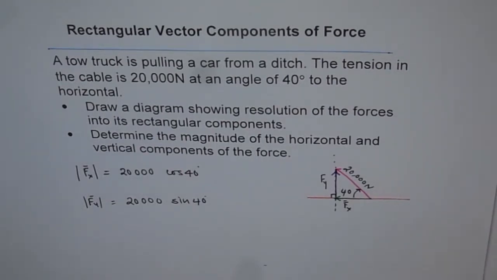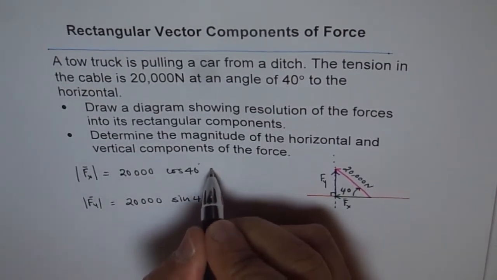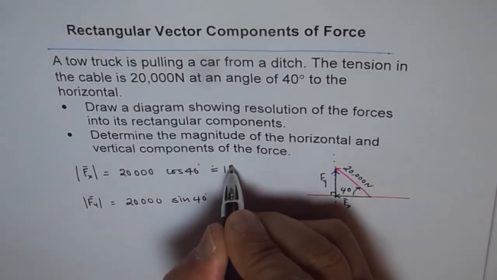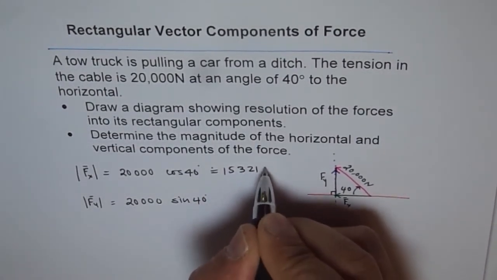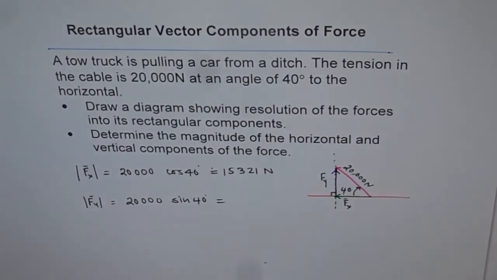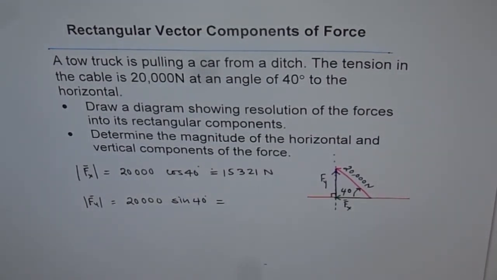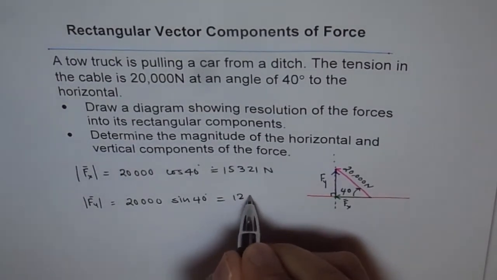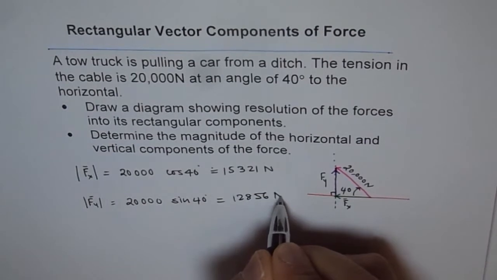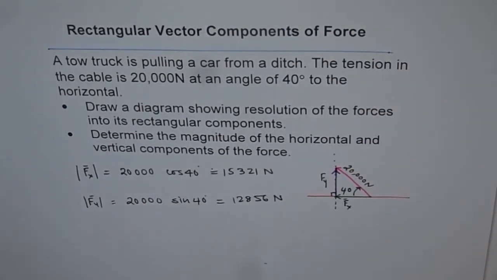The answer is 20,000 times cos of 40 degrees gives us 15,320.8. So I'll write this as approximately 15,321 newtons. And the vertical component is 20,000 times sine of 40 degrees. That gives us 12,855.7. So 12,856 newtons. So that is how we get our components, right?